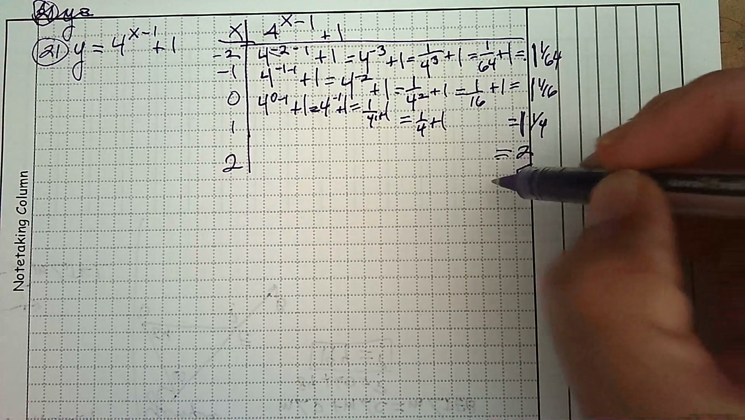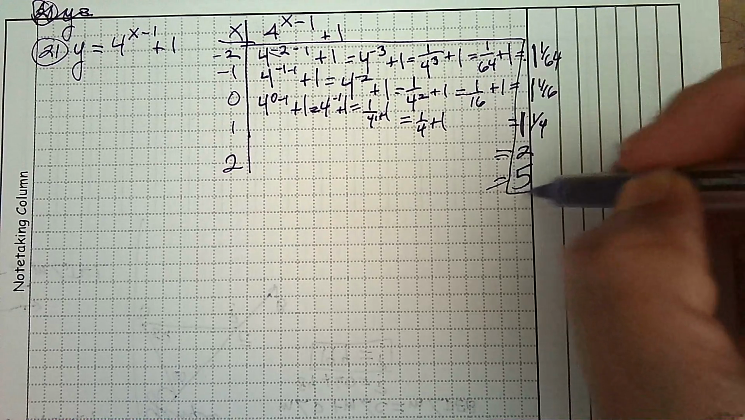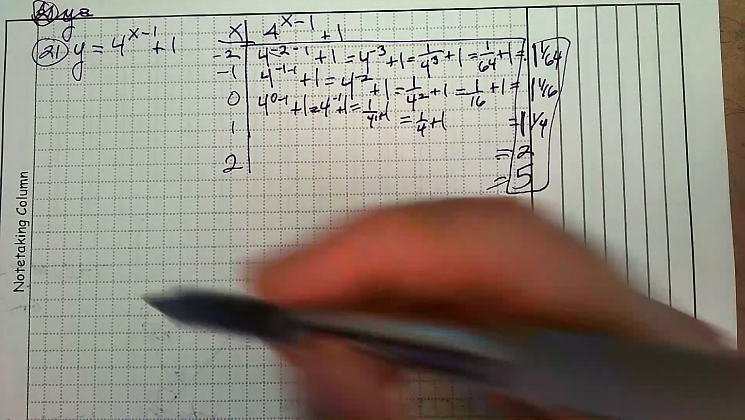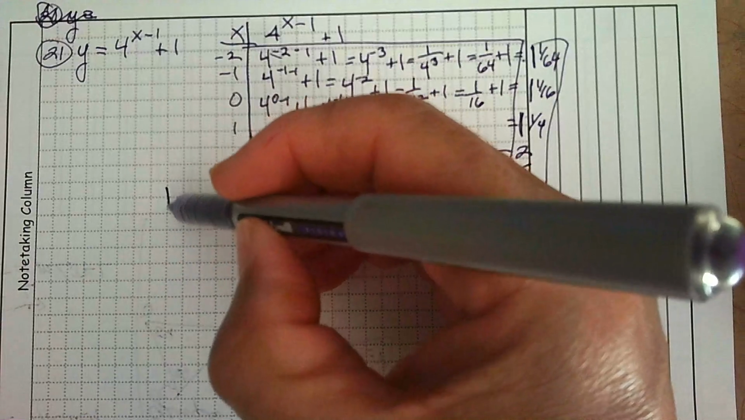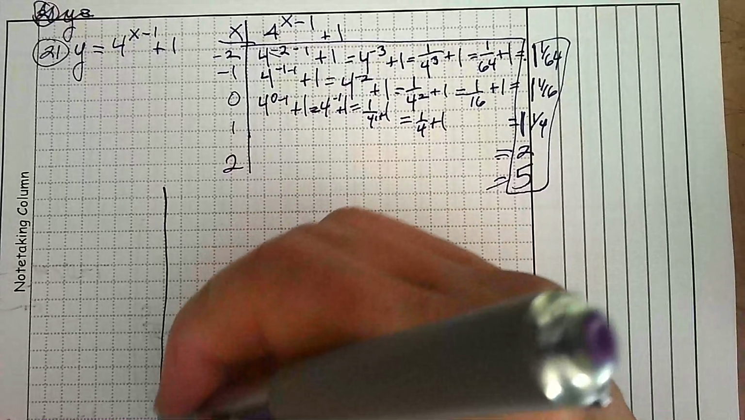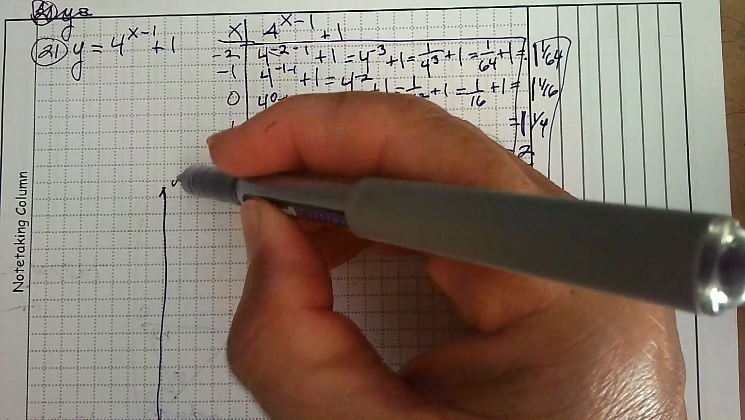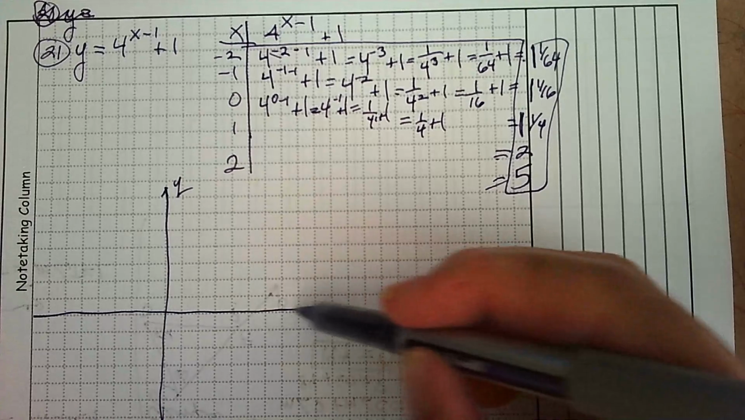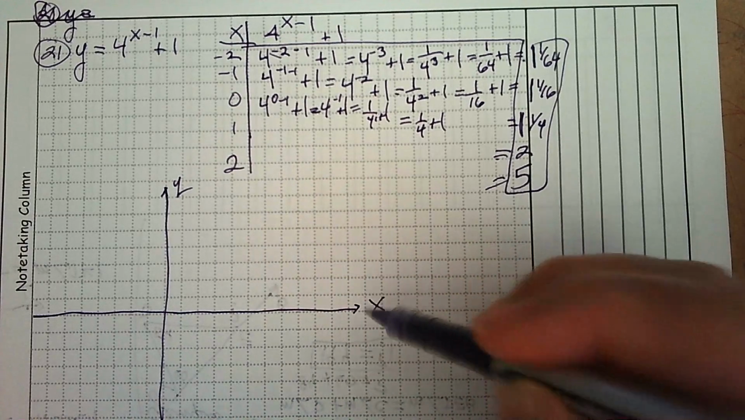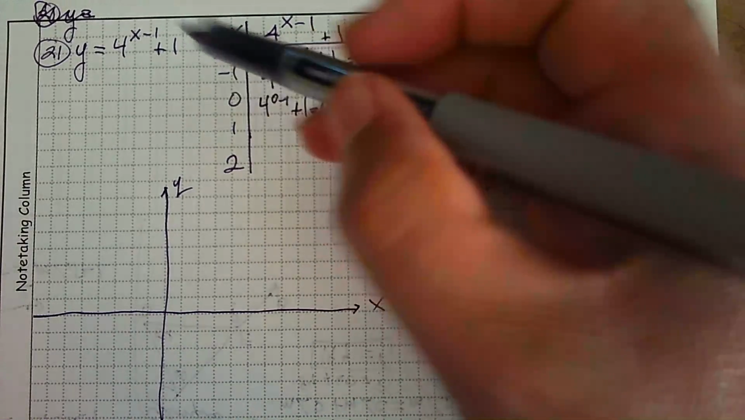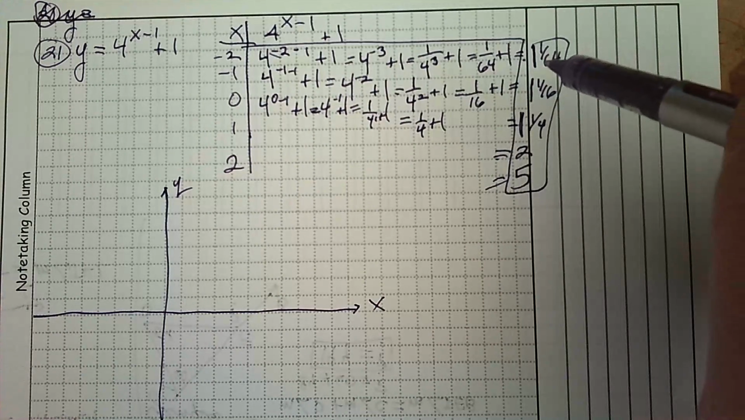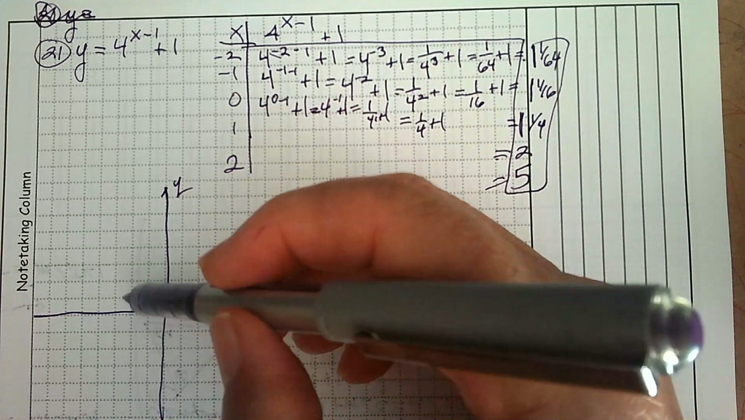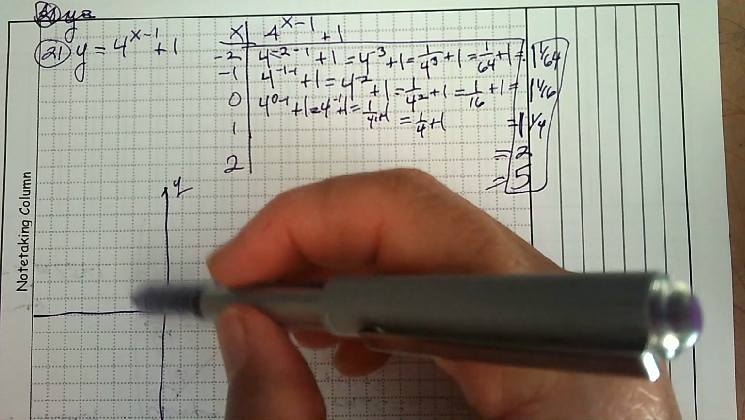Okay, now I want to graph these x values and those y values. So the way you do it is you put your y right here. This is my y value, and this is my x values. So -2 and 1 and 1/64. X is -2 and y is 1 and 1/64.